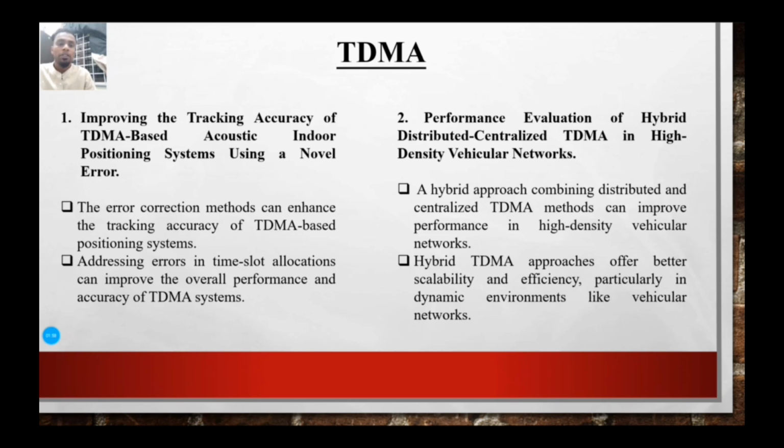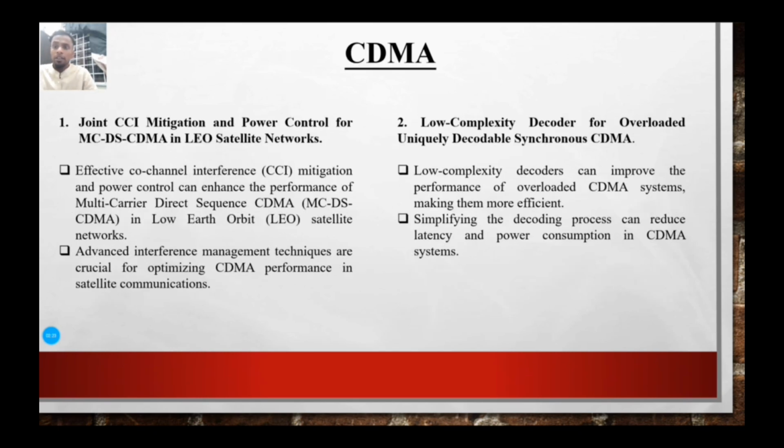The second one, performance evaluation of hybrid distributed centralized TDMA in high density vehicular networks. The hybrid approach combining distributed and centralized TDMA methods can improve performance in high density vehicular networks. Hybrid TDMA approach offers better scalability and efficiency, particularly in a dynamic environment like vehicular networks. For the CDMA, joint CCI mitigation and power control for the MC-DS-CDMA in LEO satellite networks.